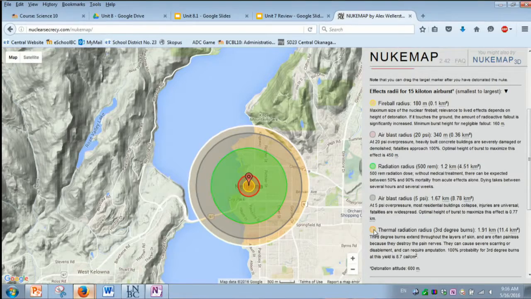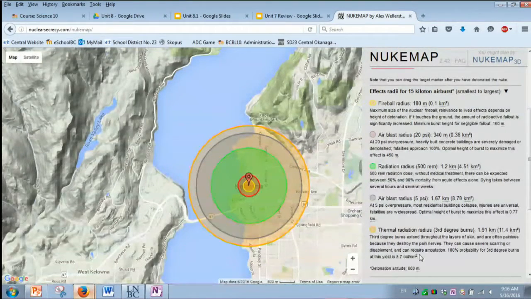So again, a third-degree burn, it says in the little blurb here on the side, is a burn that's so strong that it kills the nerve endings, so you wouldn't even feel it. It burns through all three layers of skin, very severe burns. So that was about the size of the bomb they dropped on Hiroshima that ended the war. It would take out most of downtown Kelowna and a little bit out towards Rutland and out towards the Mission.